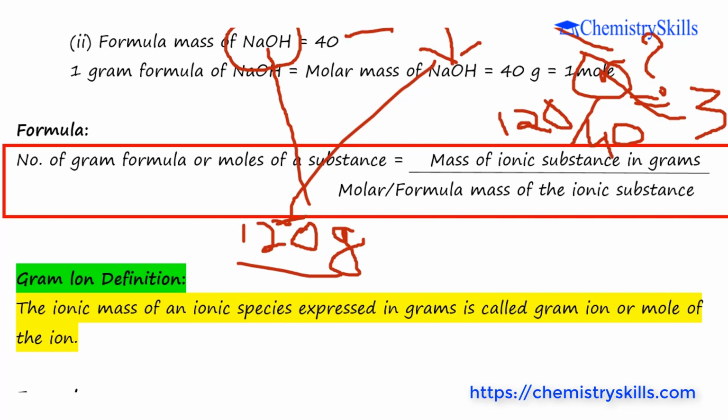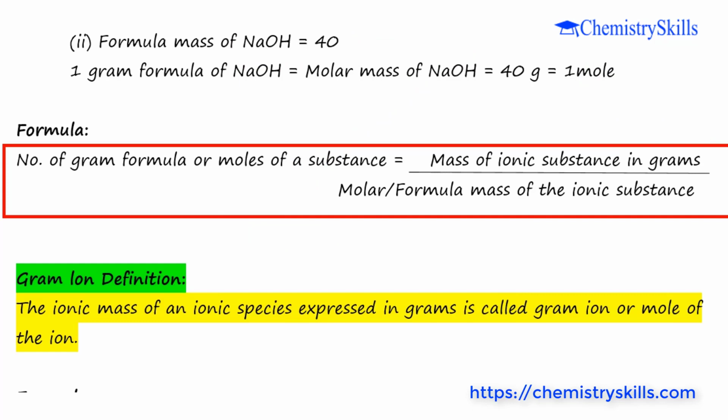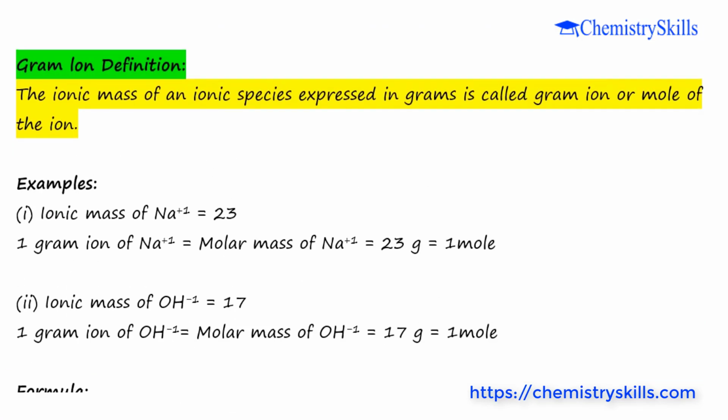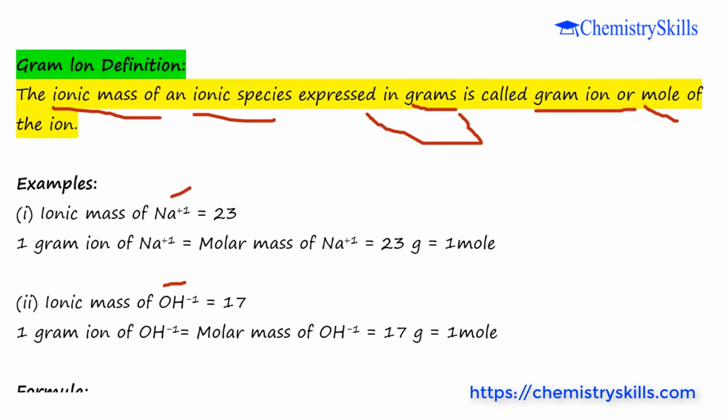Understand, guys? Good. Now let's go towards our last definition for this lesson, which is gram ion. Exactly the same. What would it be? The ionic mass of an ionic species expressed in grams. It can be sodium ion, chloride ion, hydroxide ion, etc. When we represent their masses in grams, it is called gram ion or mole of that ion. Very simple, exactly the same, guys.